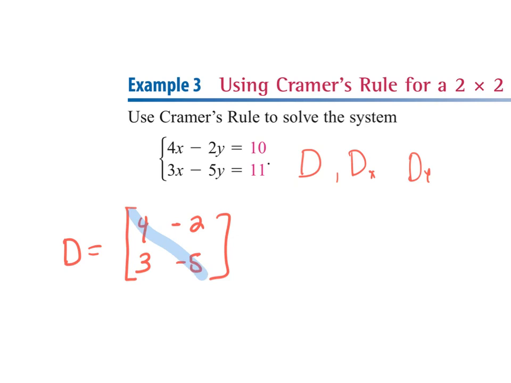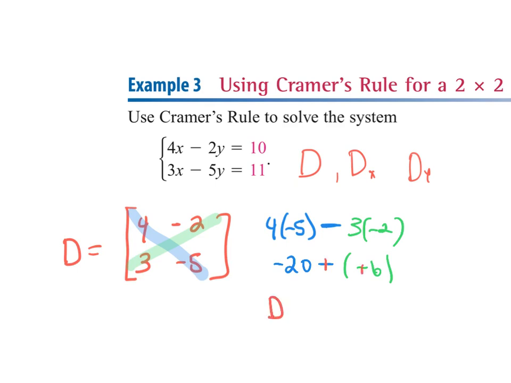So how do I solve this? 4 times negative 5, then what? Minus. Good, Mia. Minus what? 3 times negative 2. What is 4 times negative 5? Negative 20 minus what is 3 times negative 2? Negative 6. So when I go to simplify this, guys, 2 minuses become a plus. So my D equals negative what? Negative 14. Questions on how we did that?